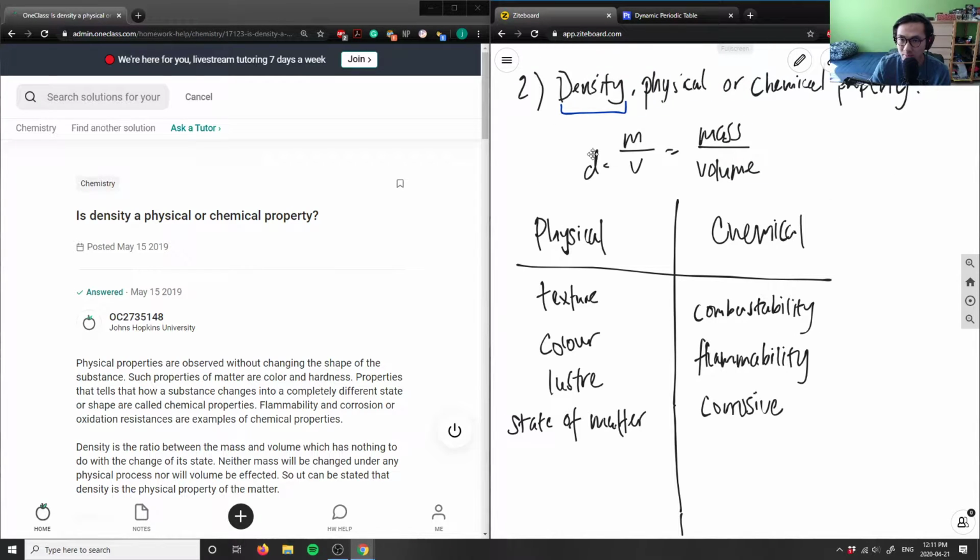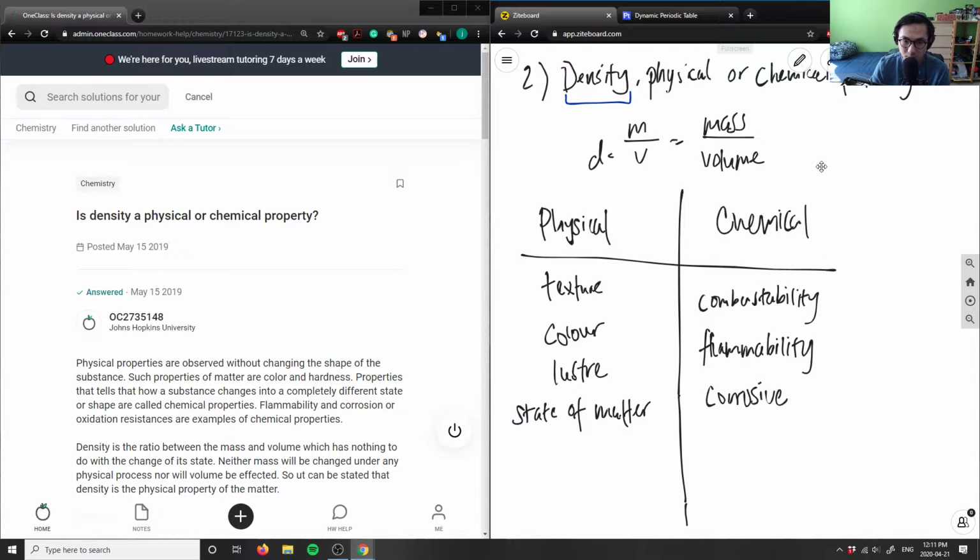So when we're talking about this topic of density, density is simply a ratio, right? Like the density of water is one gram per 1 milliliter, right? So does that have to do with any of these physical or chemical changes?